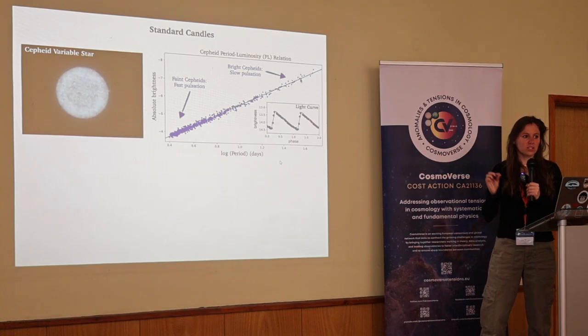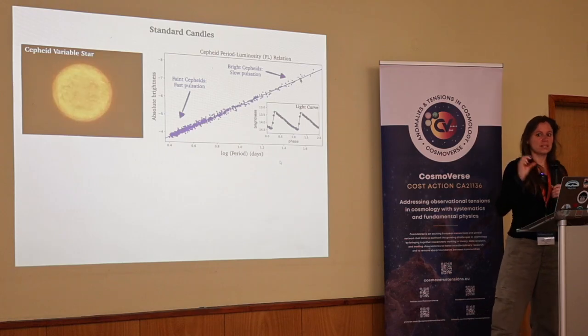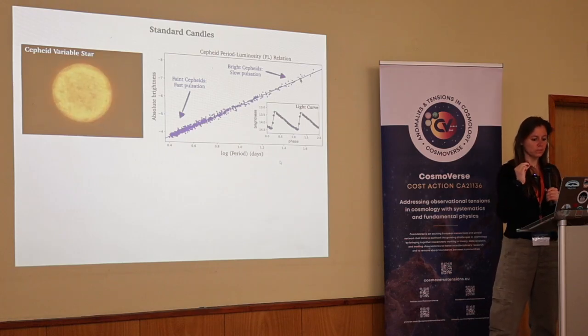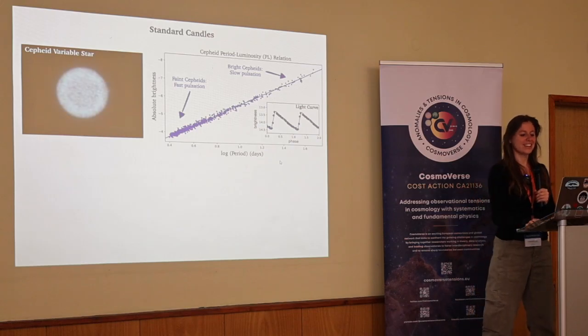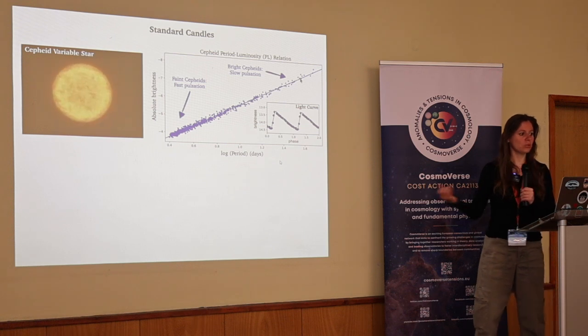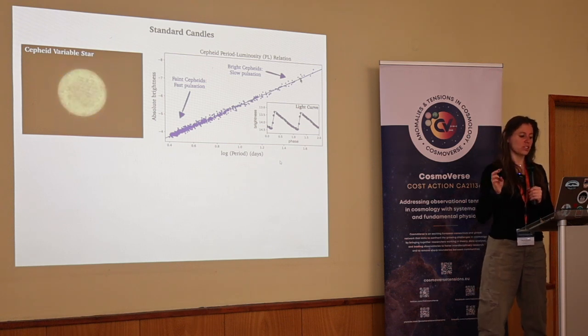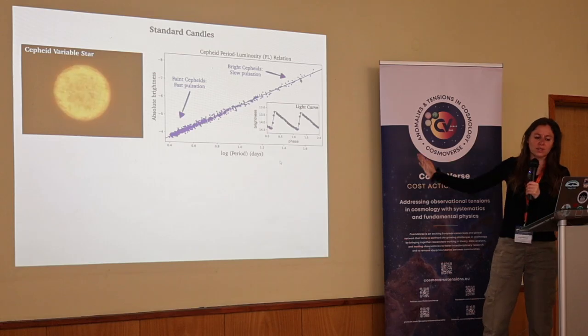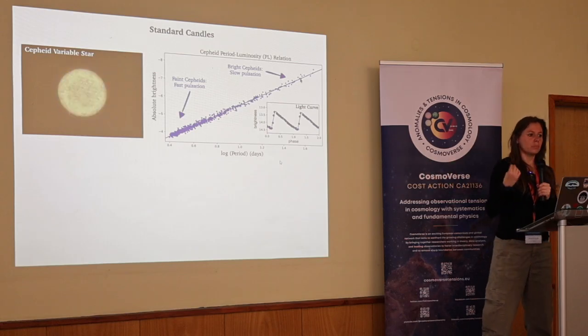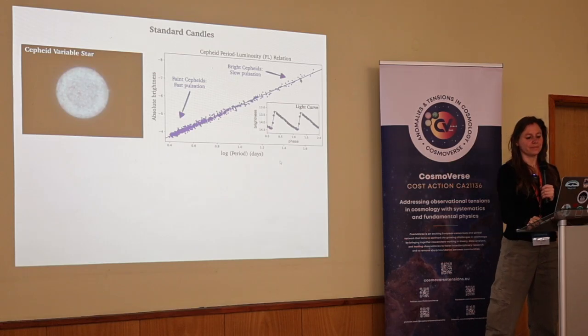But the period luminosity relation of Cepheids is really tight. It's well understood, and it's been used for decades, and even for now a century since Edwin Hubble used it to measure the first estimate of the Hubble constant, the expansion rate of the universe. So that's really how Cepheids work, through the period luminosity relation.